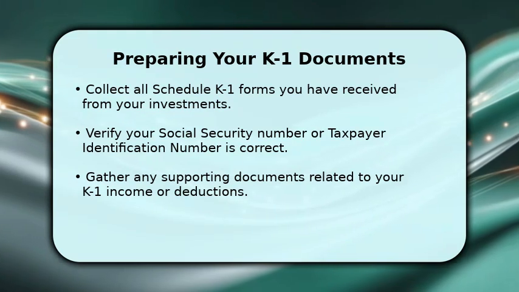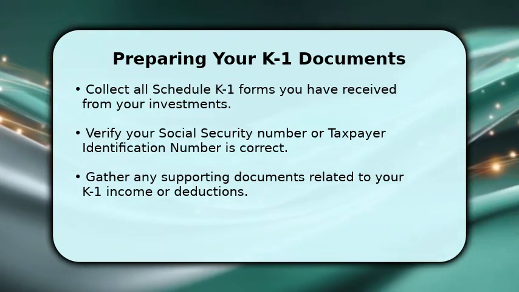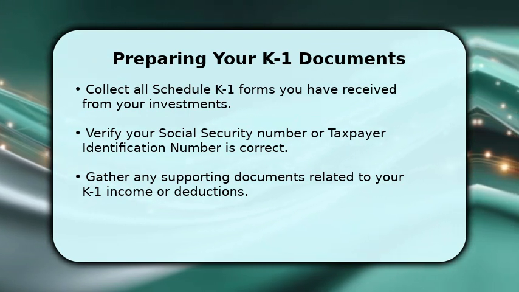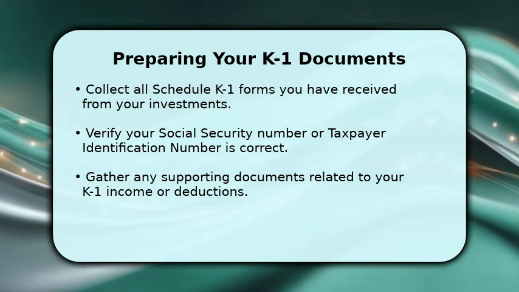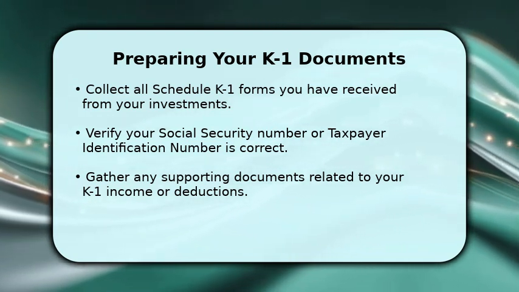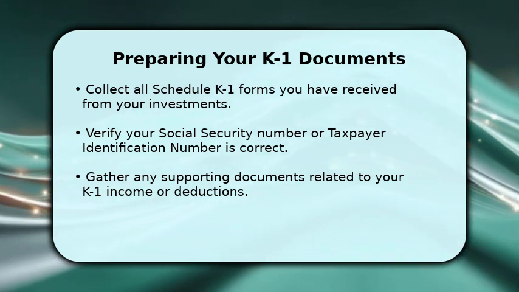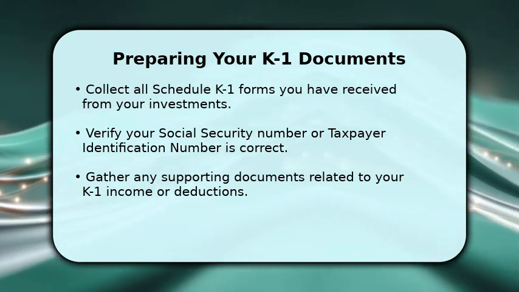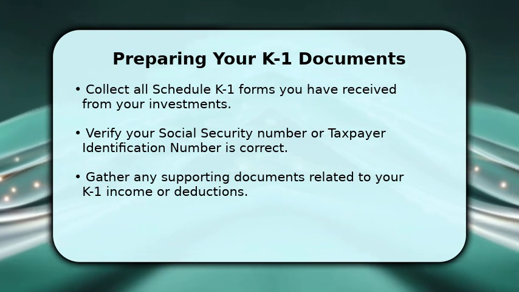Before you begin filing, it is essential to prepare your documents. First, gather every Schedule K-1 form you have received. Next, double-check that your Social Security number or taxpayer identification number is accurately listed on each form. Finally, collect any additional supporting documents that pertain to your K-1 income or potential deductions. This thorough preparation will streamline the entire filing process for you.